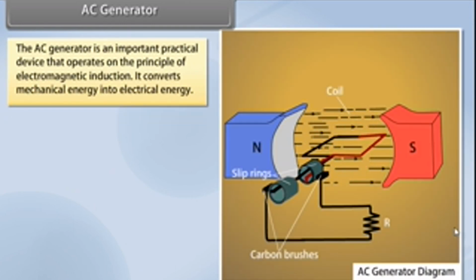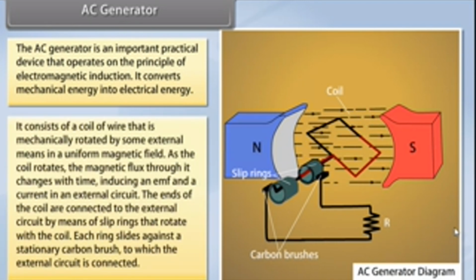AC generator. The AC generator is an important practical device that operates on the principle of electromagnetic induction. It converts mechanical energy into electrical energy. It consists of a coil of wire that is mechanically rotated by some external means in a uniform magnetic field. As the coil rotates, the magnetic flux through it changes with time, inducing an EMF and a current in an external circuit.